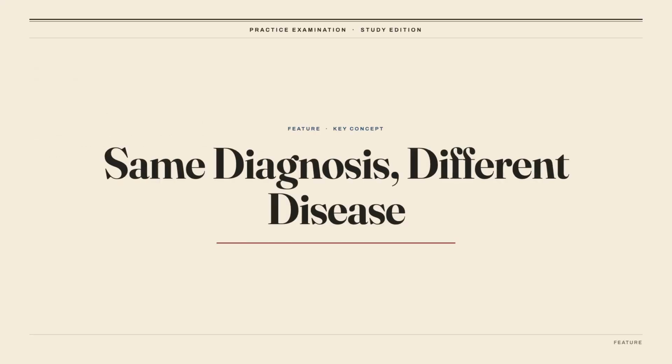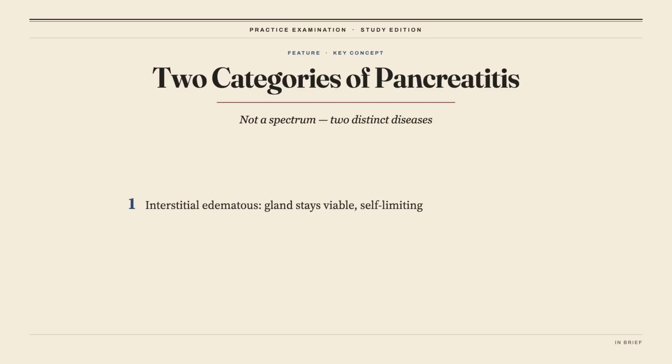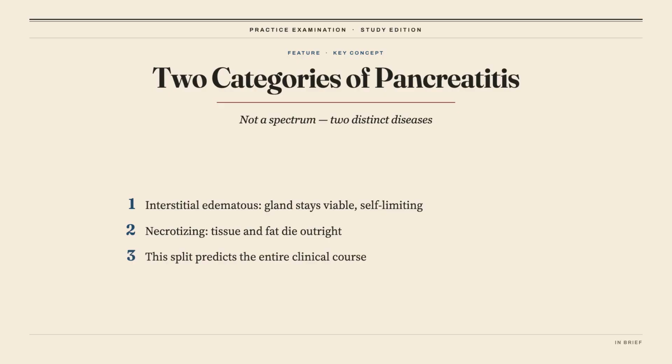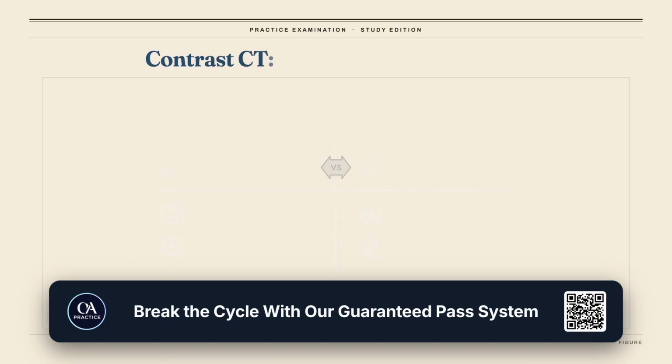Acute pancreatitis is written on two very different charts. The difference isn't severity on a sliding scale. It's a categorical split in what actually happened to the tissue. The mild majority form is interstitial edematous pancreatitis, where inflammation dominates but the gland stays alive and recovers with supportive care alone. The severe form is necrotizing pancreatitis, where portions of the pancreas and surrounding fat die outright. A categorical difference, not a matter of degree.